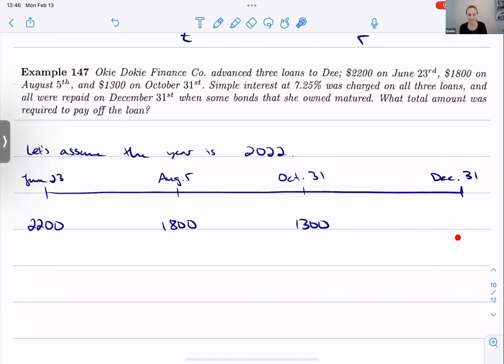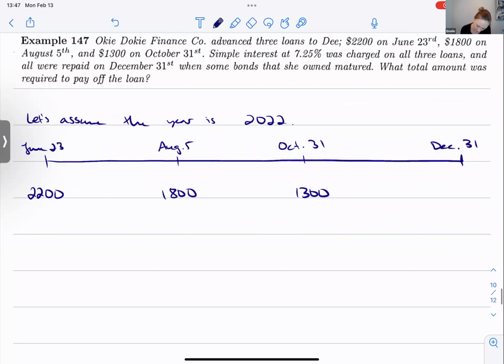So what we're going to look at is we're going to take 1,300 and find the future value on December 31st, okay? And then we're going to find the future value of 1,800 on December 31st, the future value of 2,200 on December 31st, okay? But in order to not make a mess, I'm going to draw these arrows starting from the closest date. It doesn't really matter, but I'm just kind of showing you what I've learned with time.